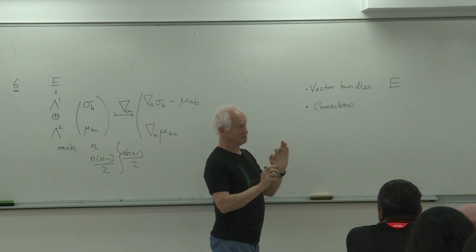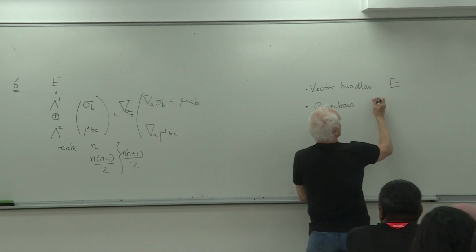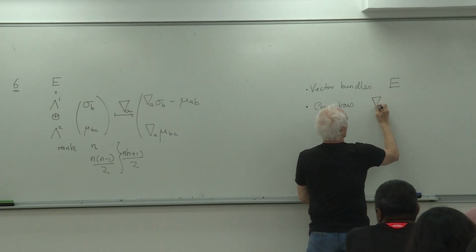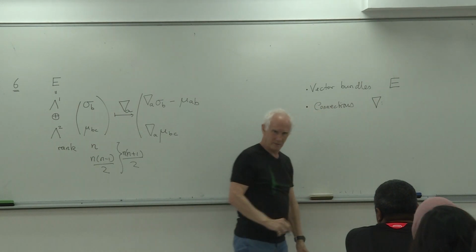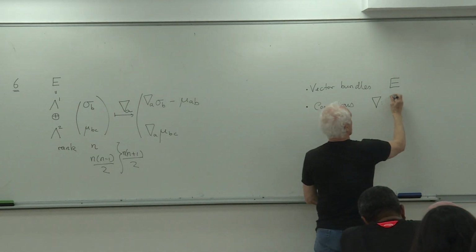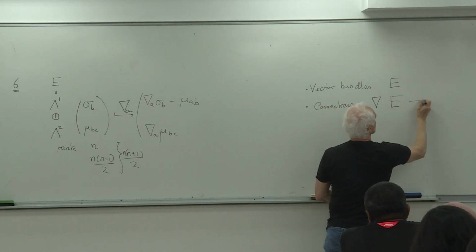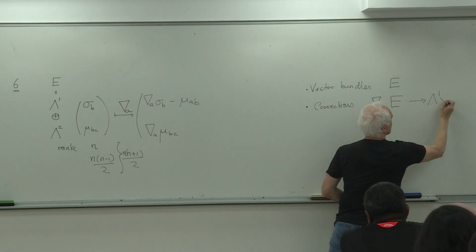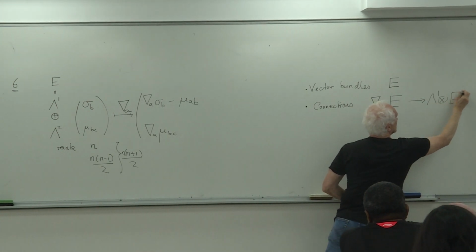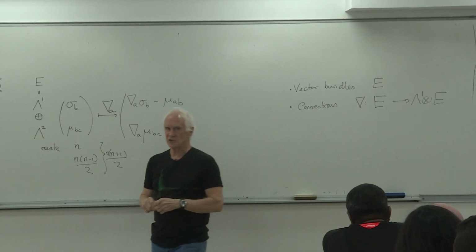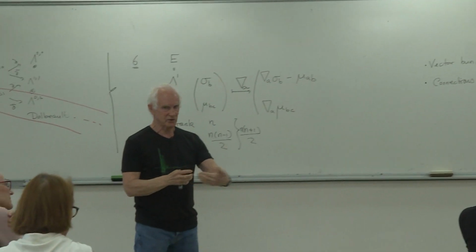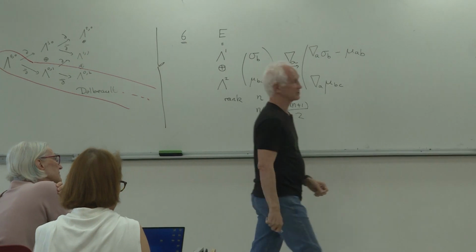And a connection is a differential operator. All my differential operators are called nabla. And it goes from E to one forms tensor E. This is just a fancy way of saying that you're allowed to differentiate sections of E in any direction that you like on the base.